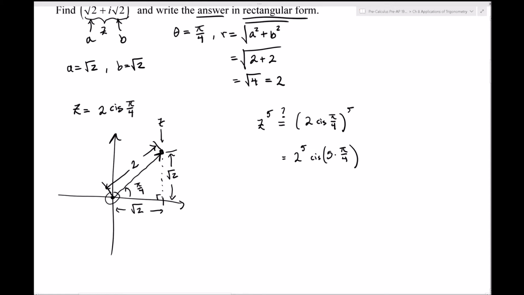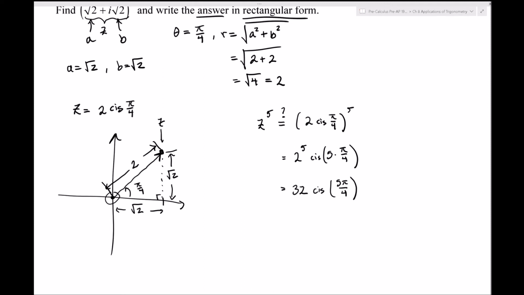which we can simplify. Well, what's 2 to the 5th? 2 times 2 times 2 times 2 times 2 is 32. Hopefully we knew that. Cis, well, 5 and 4 don't reduce, and pi's along for the ride, so this is just 5 pi over 4. What quadrant is that in, 5 pi over 4? That's in the 3rd quadrant. That's 45 degrees past 180 degrees, which is 225 degrees, if I remember correctly. Hopefully you have your unit circle handy, and you can verify 5 pi over 4 is on the unit circle in the 3rd quadrant, 225 degrees. All of those should be the same thing.